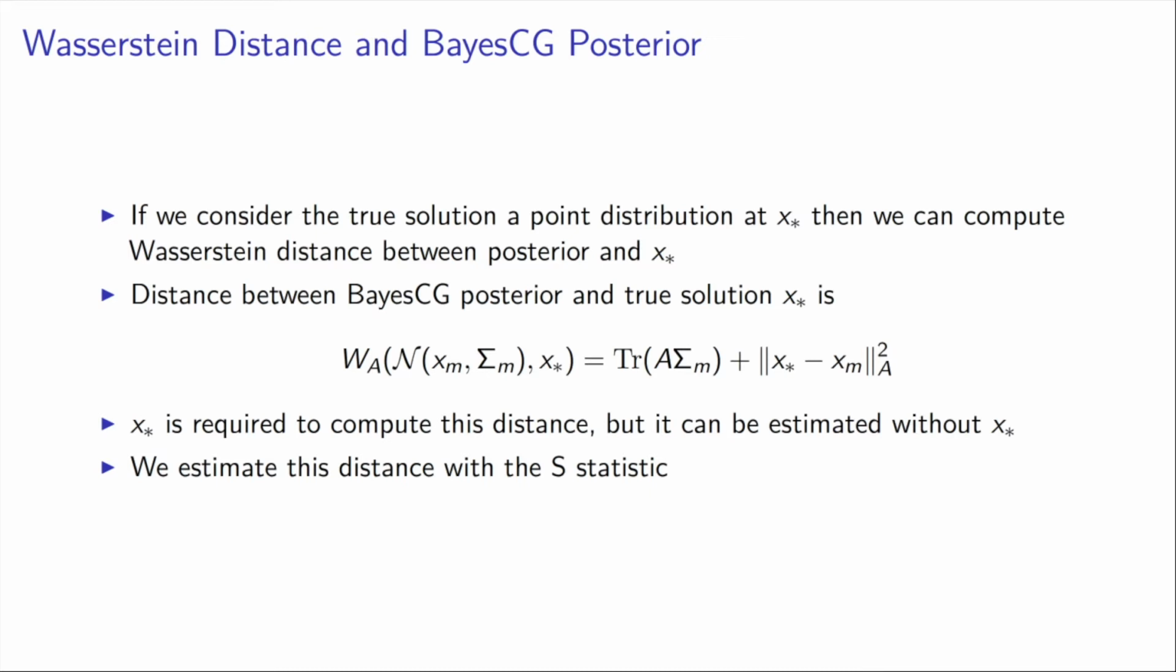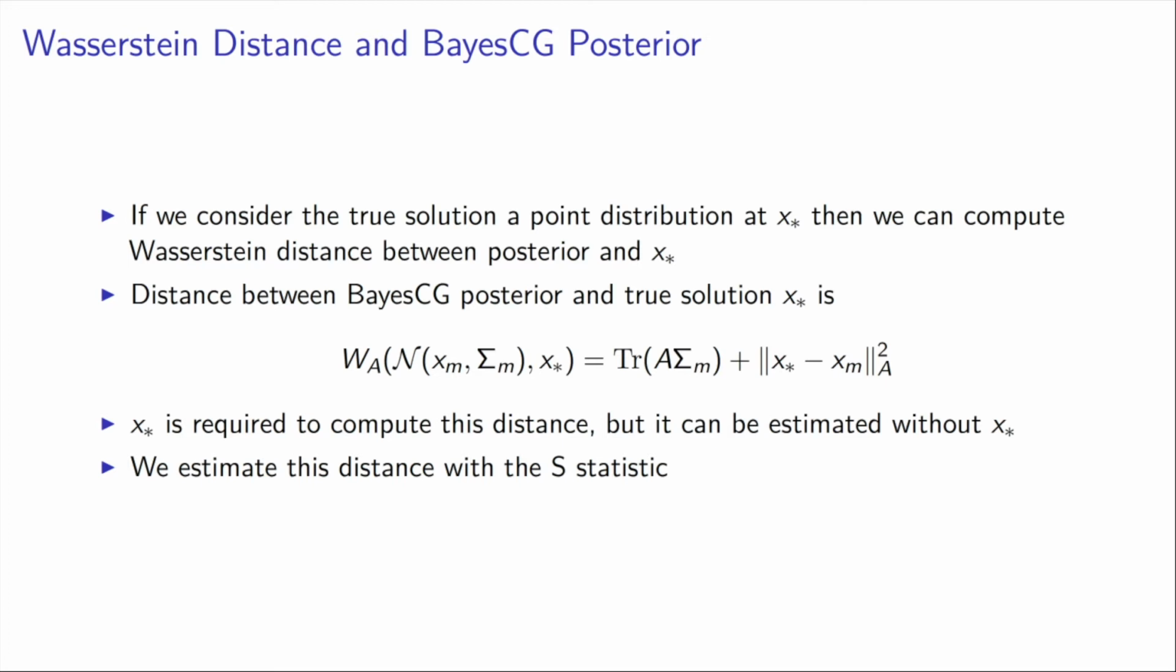If we consider the true solution of the linear system to be a point distribution at x star, then we can compute the Wasserstein distance between the Bayes CG posterior distribution and the true solution x star. The Wasserstein distance between the Bayes CG posterior and the true solution is the sum of the trace of A times the posterior covariance matrix plus the A norm of the error.